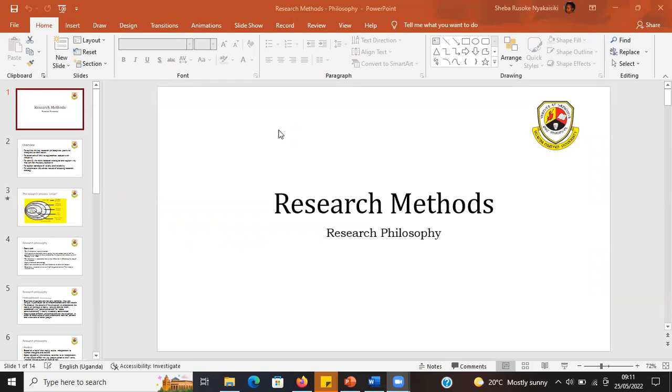So let us start on research philosophy. What we covered last week was types of research. What we're going to cover now is research philosophies and research studies. Those are basically the basic components of research, the tools that you will use in research.